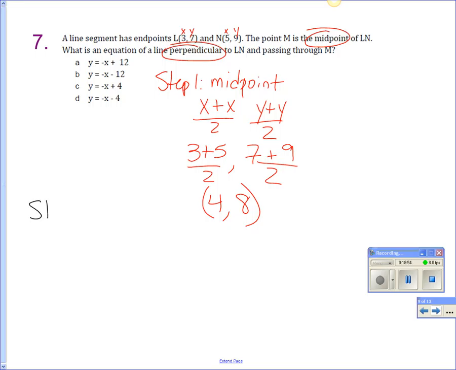Okay. Step 2 is we're going to have to do the next keyword, perpendicular. Perpendicular means to flip and change the slope. Do I know the slope yet? Go back to the original points and find the slope. Okay? So now we're doing slope, y minus y over x minus x. Okay?